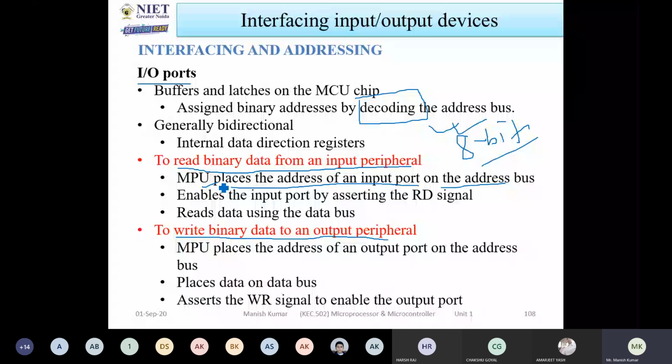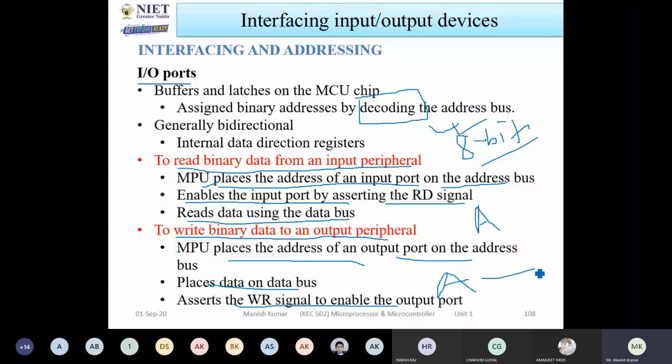In the same way, for writing, the processor places the address of the output port, places the data on the data bus, and asserts the write signal to enable the output port. So whenever you enable the output port, with the help of the write signal, you can send the data. When you read the data, it is stored in the accumulator, and when you send the data, it is sent from the accumulator.